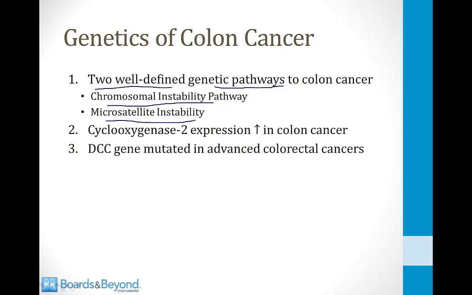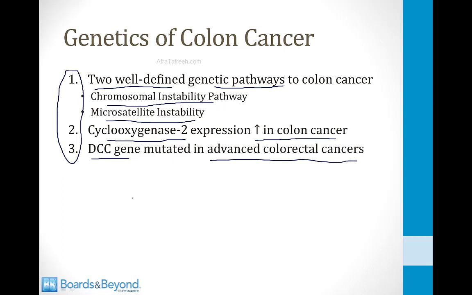The second thing you need to know is that cyclooxygenase 2 expression is increased in colon cancer. This is the basis for using aspirin to prevent colon cancer. And then finally, you need to know that there is a gene called the DCC gene, which is mutated in advanced colorectal cancers. So in the next few slides, I'm going to go over these 3 points, which are the highest yield things to understand about the genetics of colon cancer.